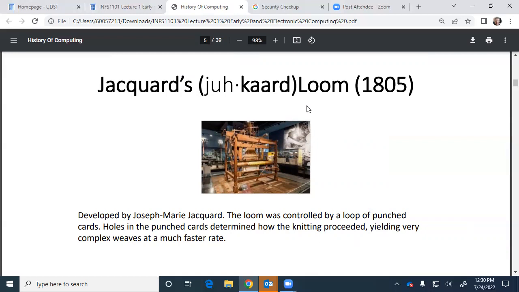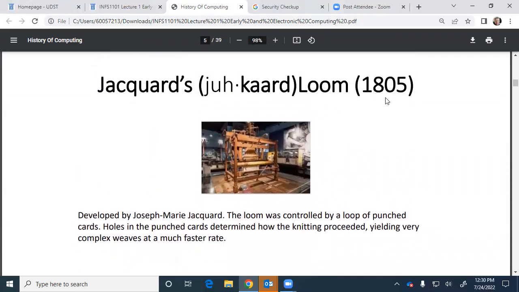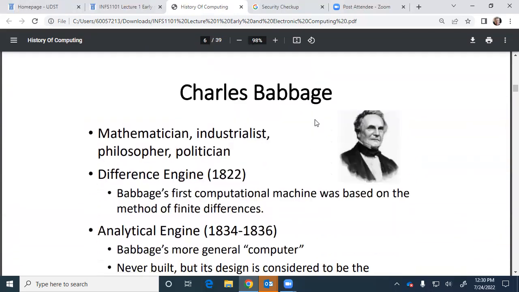So the punch cards, when the pins hit the cards, that would control the loom to put the threads in the right place. So you could basically write a program with punch cards that would give you the pattern that you wanted in your cloth. So that's kind of cool. Wow, look at that, 200 years ago.